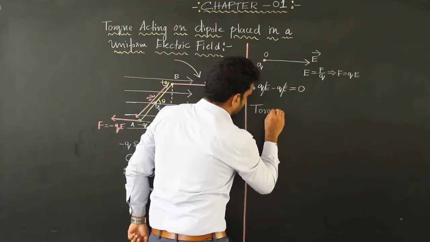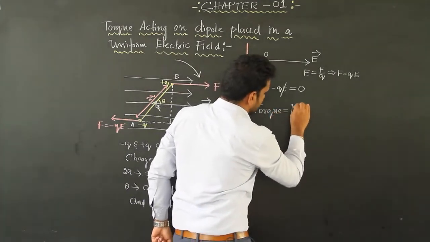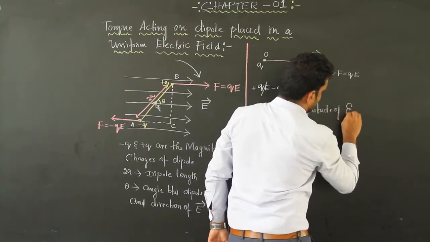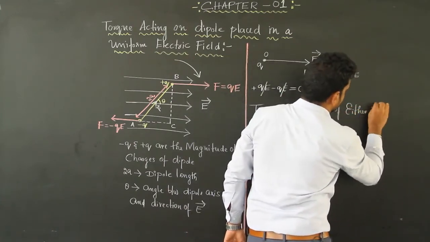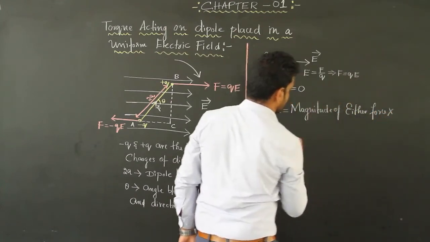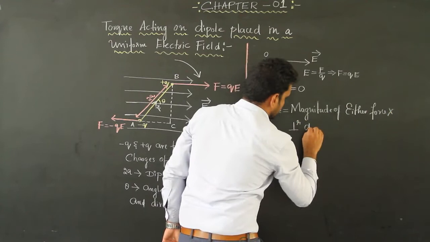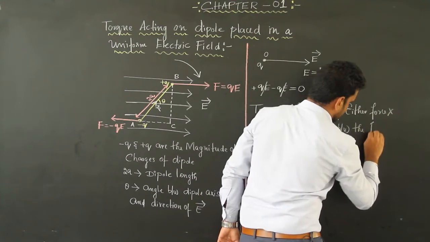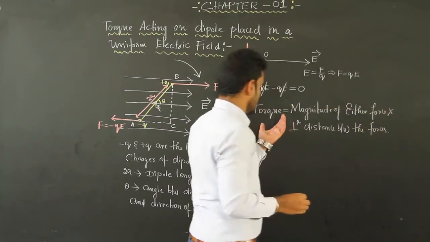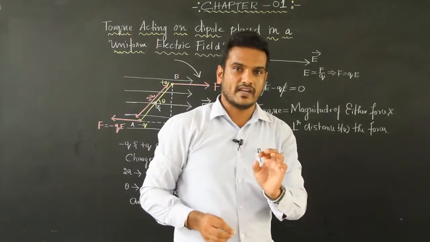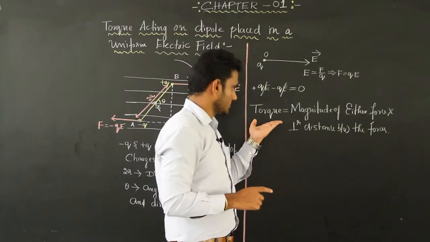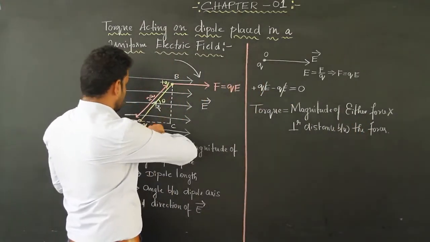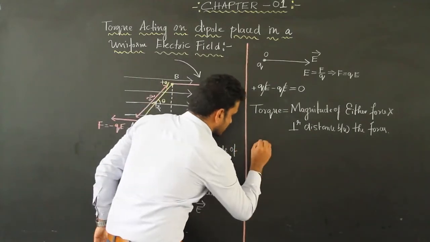that is, torque is equal to magnitude of either force into perpendicular distance between the forces. So this is the equation to calculate magnitude of torque acting on a dipole. Look at the equation, magnitude of either force into perpendicular distance between the forces. Magnitude of either force means we have two forces, you can take any one. Torque is represented by tau.